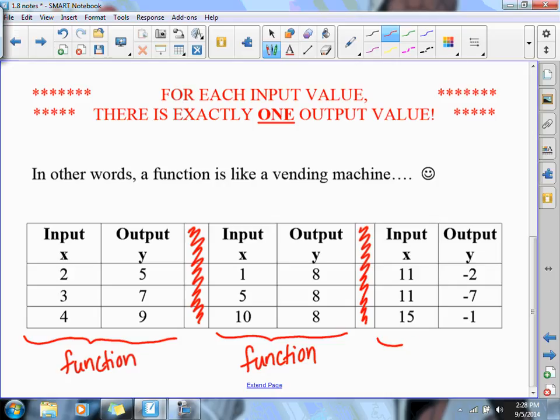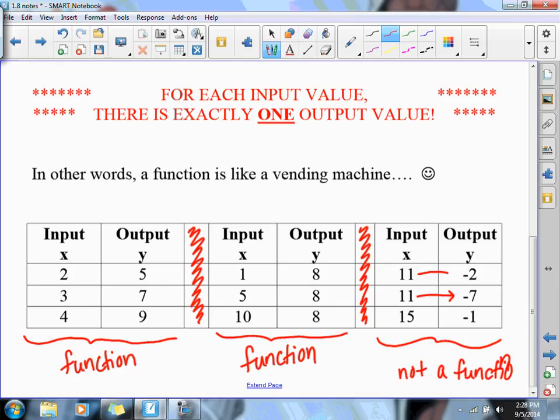This last input-output table has a bit of a problem in it. This says if I have a button for Pepsi, I get a Pepsi. And then it says if I have a button for Pepsi, I also get out something different, let's say a Mountain Dew. I can't put the value of 11 into some equation and get an answer of -2, and then put 11 back into that same equation again and get an answer out of -7. That's not possible. So this is an example of not a properly functioning function.